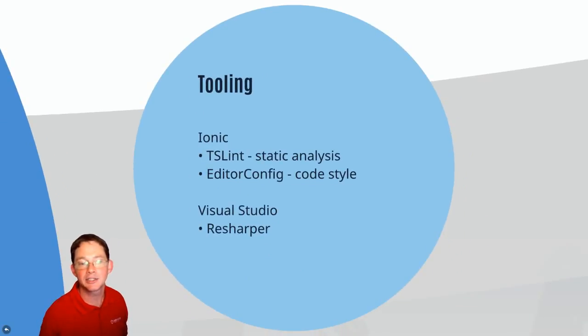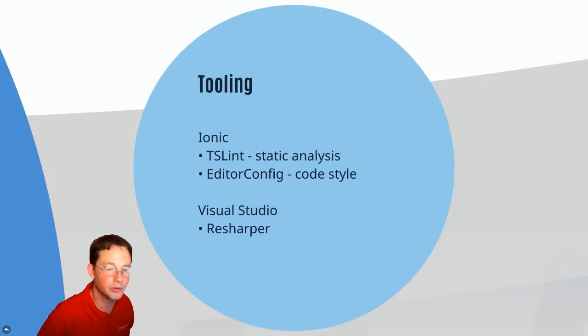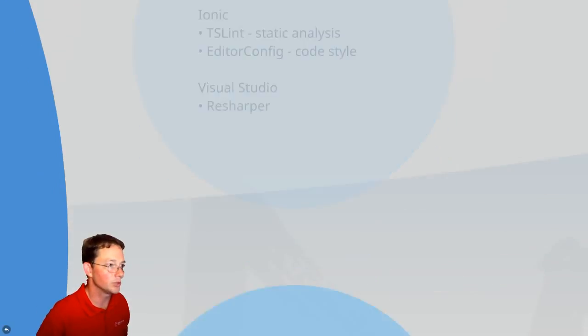I asked the developers that had worked on their Ionic project recently what tooling, if they had any recommendations for anyone starting a project. They said, hey, make sure you use TSLint, and make sure you use EditorConfig for static analysis and code styling. That makes everybody on the team use the similar features. Basically, it's the same thing that ReSharper gets you. And, as we all know, if you're not using ReSharper, you're probably not doing it right.